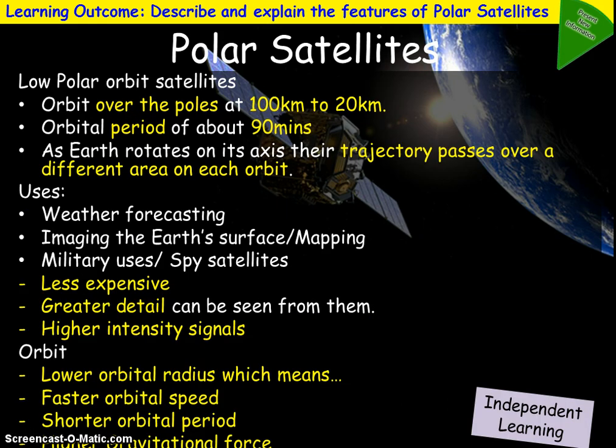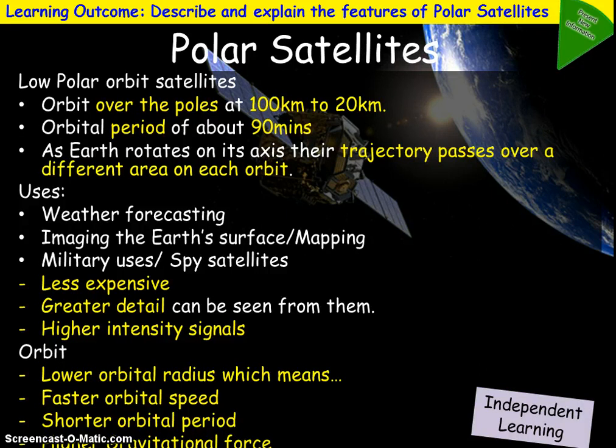Polar satellites then, a couple of other extra things. Polar orbits usually go over the poles, and they have very low orbits, between 20 kilometers up to 100 kilometers. Their period can be as short as 90 minutes, so it doesn't take long for them to orbit the Earth once. In a day, they'll typically go around the Earth maybe 14, 15, 16 times, depending on their actual velocity. As the Earth rotates underneath them, their trajectory will pass over a different point on the Earth with every passing orbit.